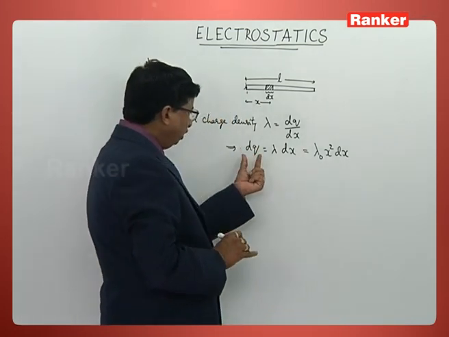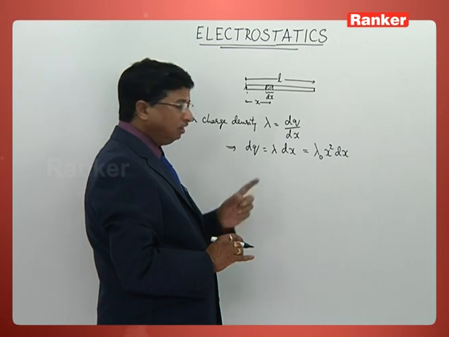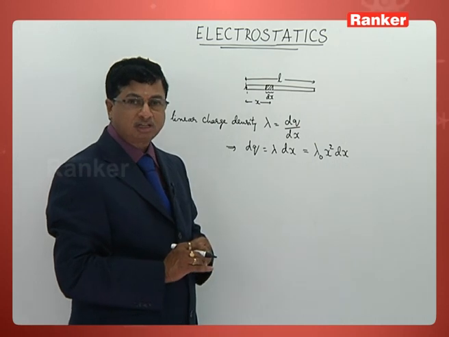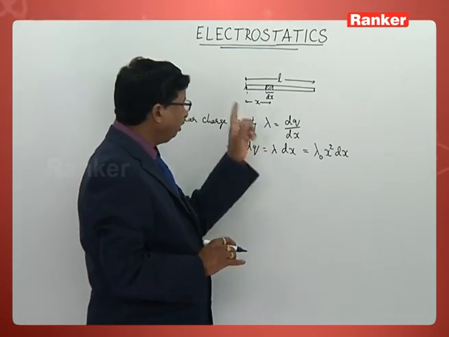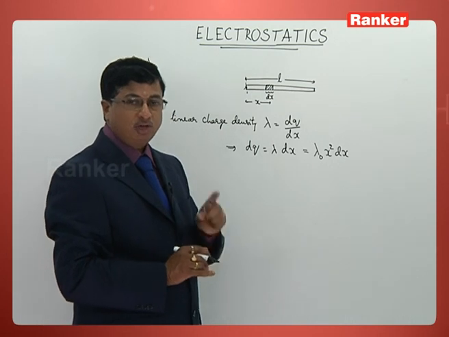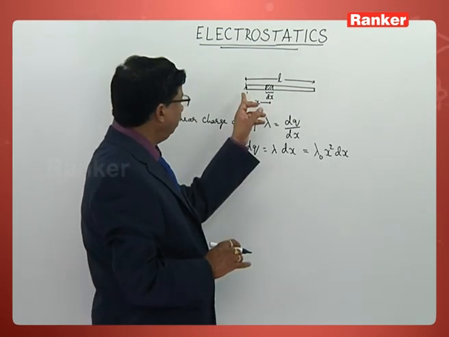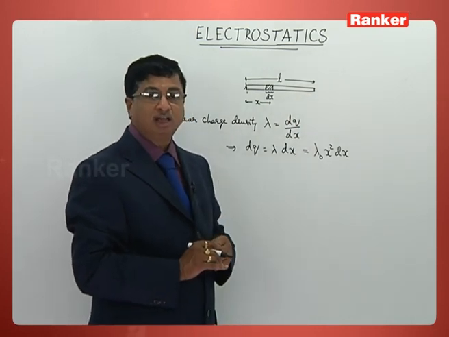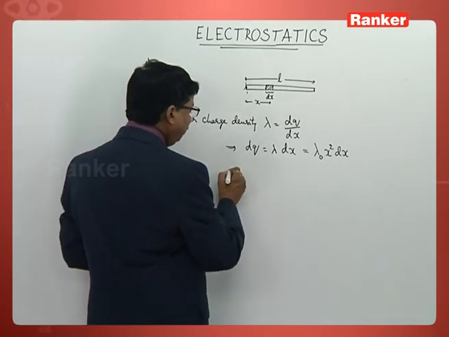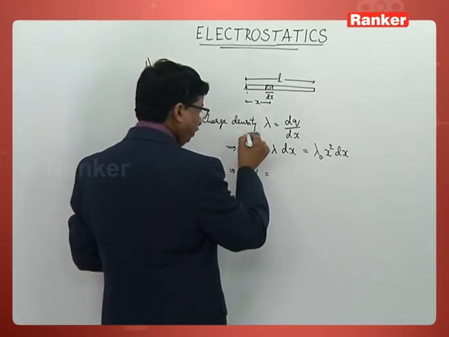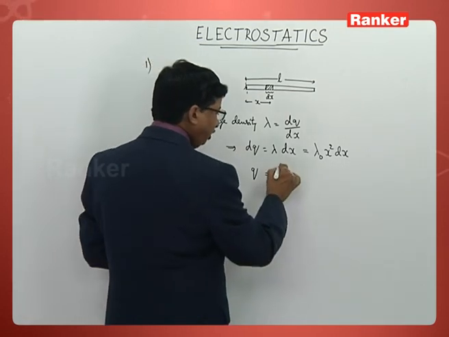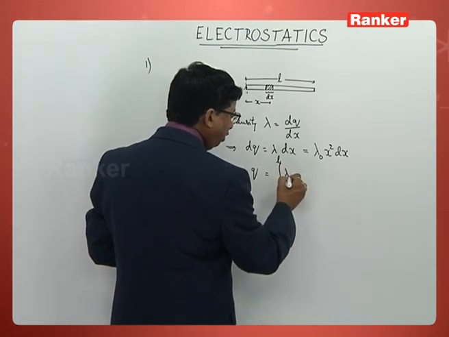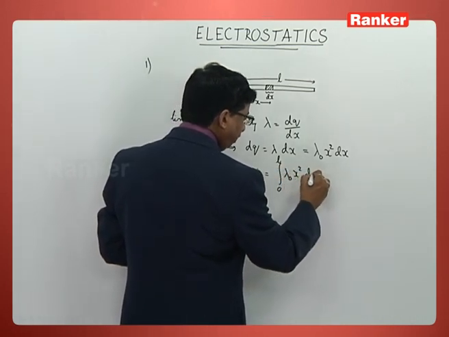But when I want q from this, dq is the small charge on that length of the element dx. If I want the total charge on the entire rod, then one should integrate between the limits 0 and the total length of the rod, which is nothing other than L. So charge, which is the integral of dq, is the integral between the limits 0 and L of lambda naught x square dx.